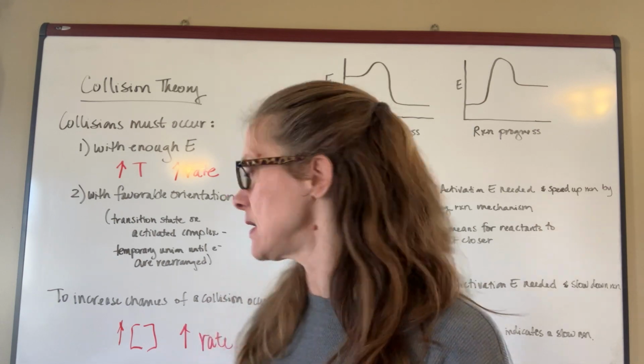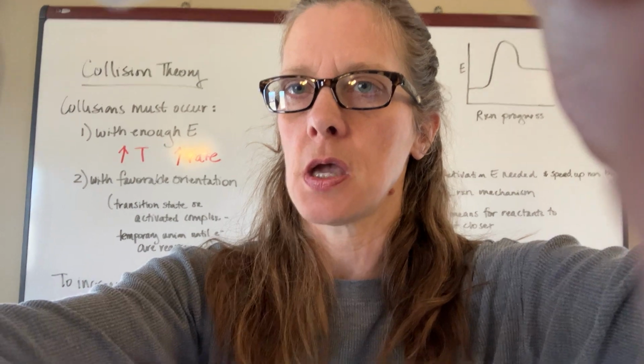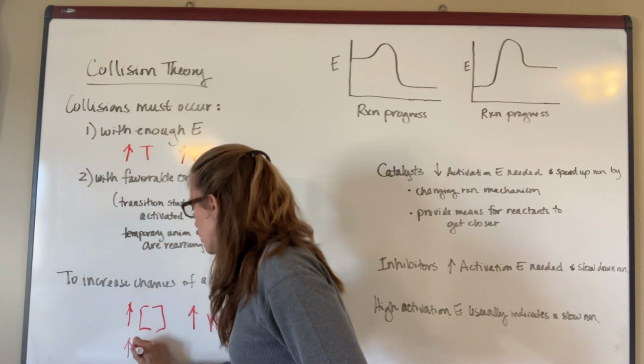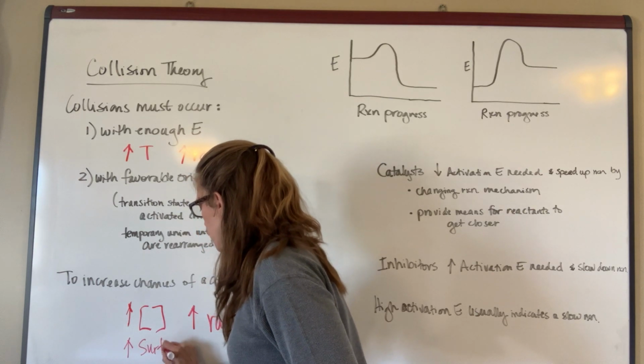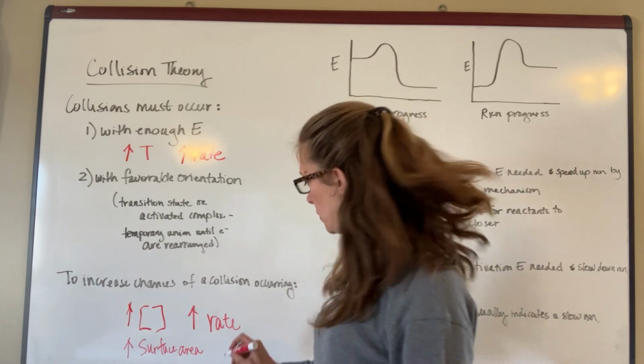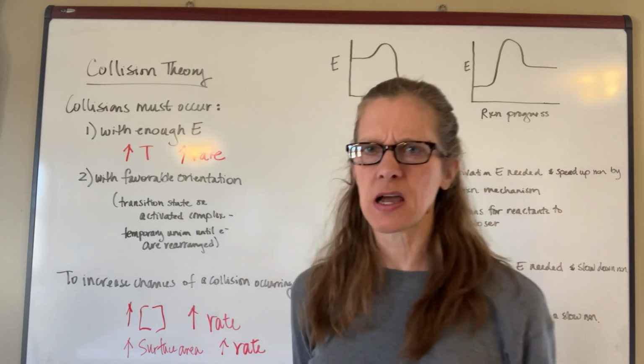Okay. Secondly, I could increase the surface area, and it looks like my camera has slipped a little bit here, so you can't see the bottom of it. So if I increase the surface area, I'm also going to increase the rate. Okay, how is that going to work?